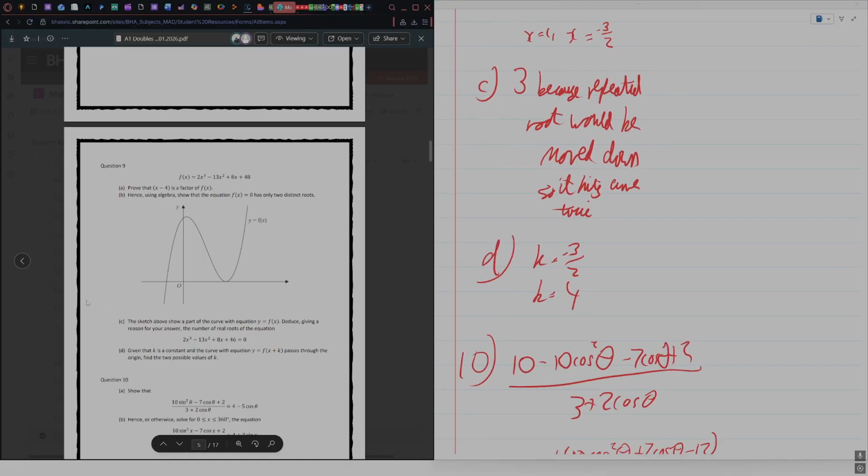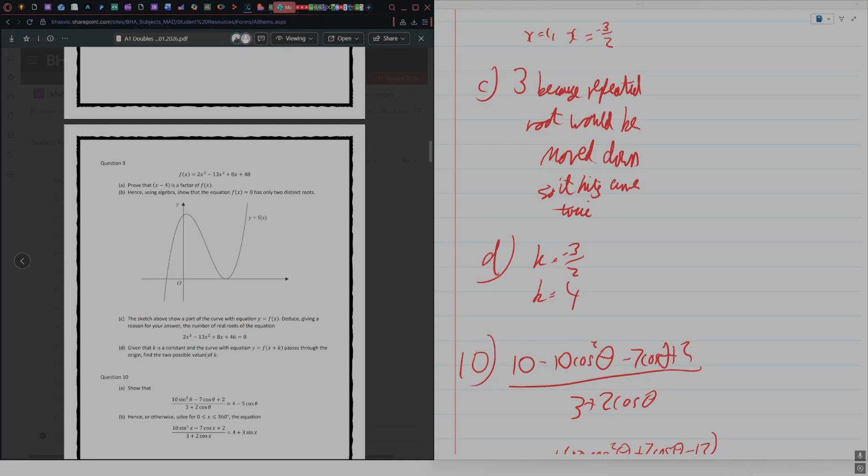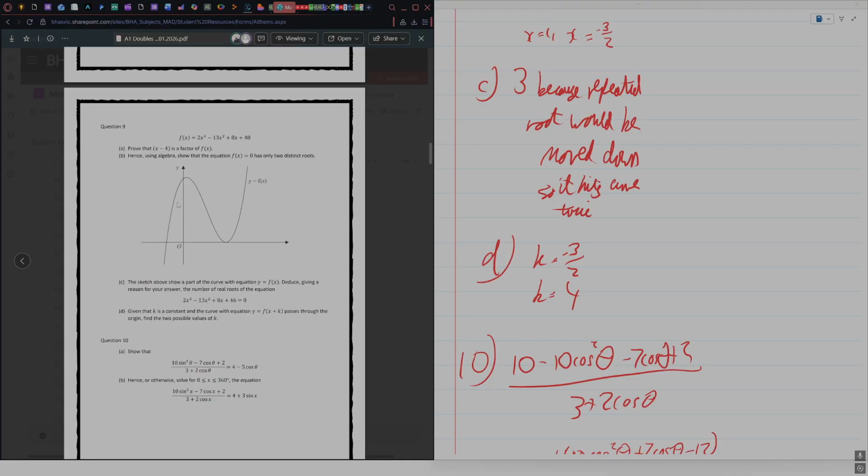And then for this question, it's asking what values of k does f of x plus k pass through the origin? Well, the root is at 3/2, so f of x minus 3/2. No, sorry, this root was at 4. So f of x plus 4 will bring it left 4, which means it will go through the origin. Same with this one. If it's f of x minus 3/2, it brings it right 3/2, which means it goes through the origin. Yeah, that's another logic-based question.